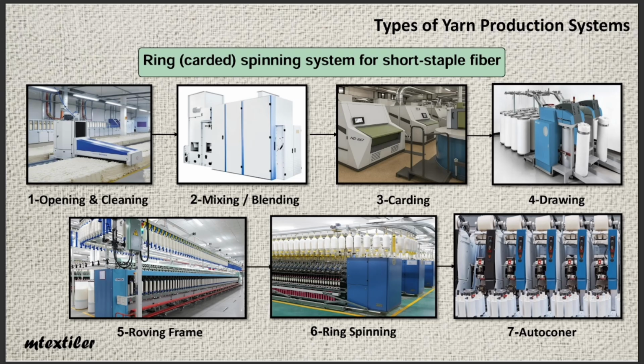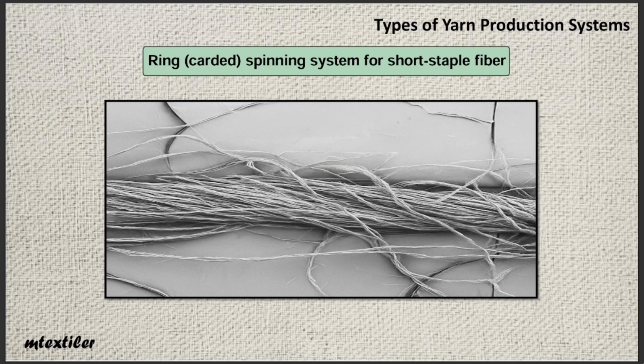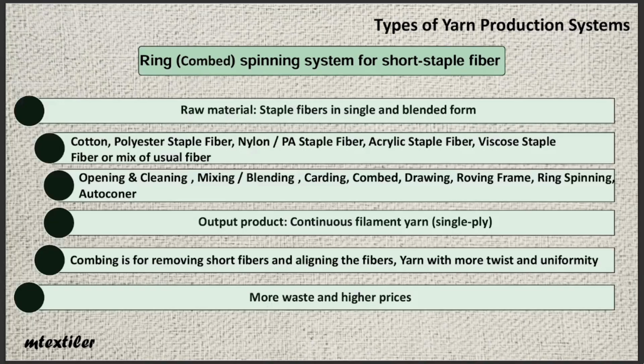As you can see in this slide, the yarn structure obtained from the ring, carded, spinning system for short staple fiber differs from other systems because the level of fiber interlocking and the way fibers twist around each other varies depending on the overall production process used. In general, for forming yarn in short staple systems, fiber entanglement and twisting around each other are essential to create the yarn structure. In this slide, we will examine the ring, combed, spinning system for short staple fiber, whose characteristics are as follows.